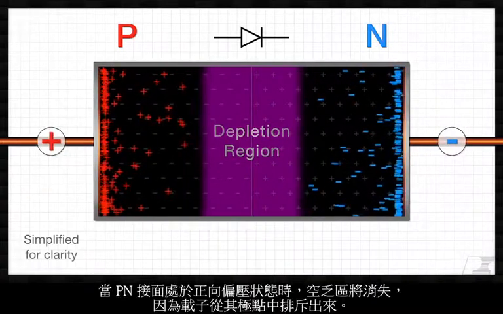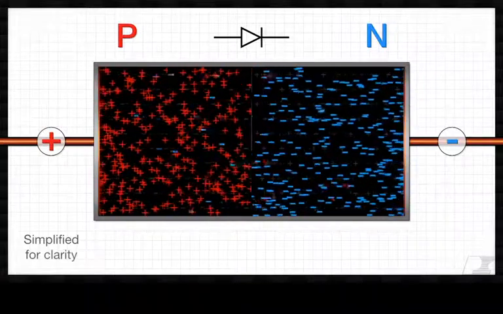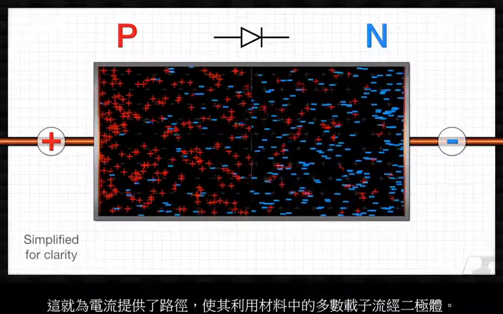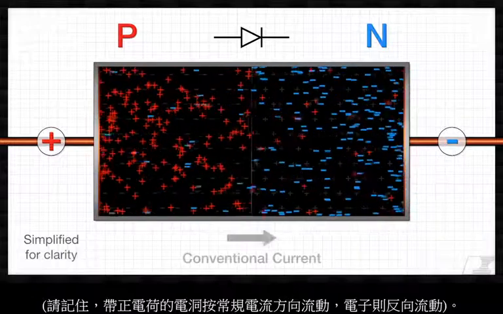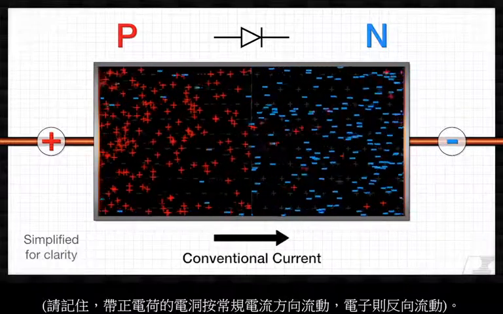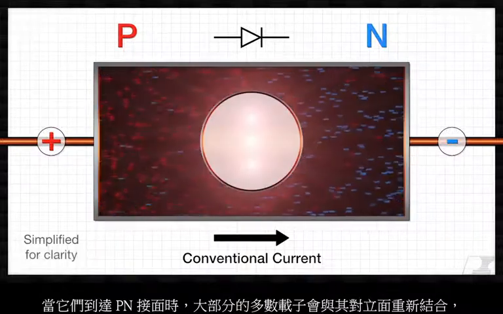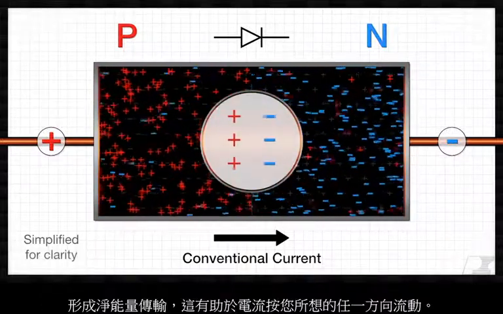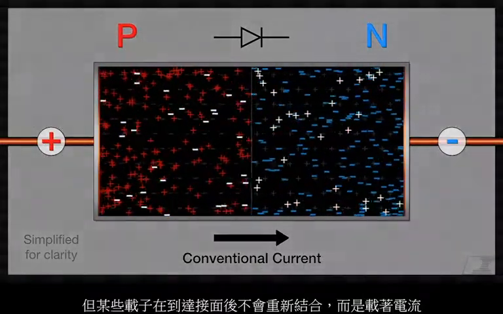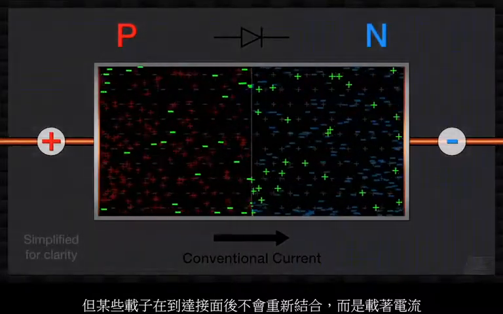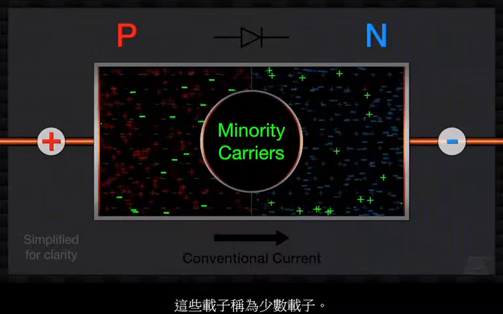When the p-n junction is forward biased, the depletion region disappears as carriers are repelled from their poles. This provides a path for current to flow through the diode using the majority carriers in both materials. Remember that positively charged holes flow in the direction of conventional current and electrons in the opposite. When they reach the p-n junction, most majority carriers recombine with their opposites, providing a net energy transfer that facilitates current flow in either direction you visualize it. But some carriers get through the junction without recombining and continue to drift into the opposite material, also carrying current with them. These are called minority carriers.